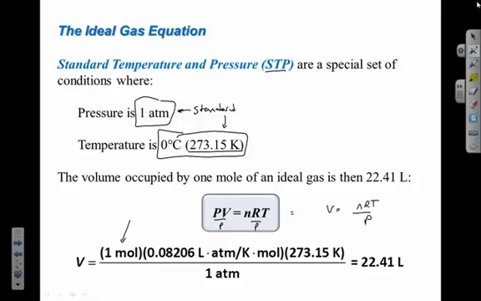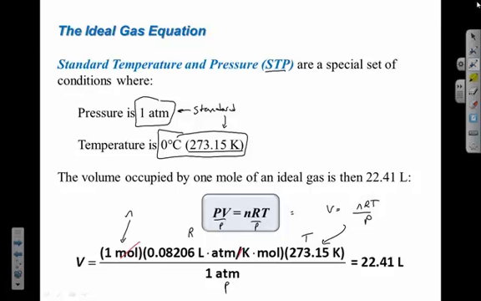And then we would just plug in the number of moles for N, plug in the value for R, plug in the temperature in Kelvin, plug in the pressure in atmospheres. When we solve for the volume, we'll end up with our answer in liters, because the moles are canceling. So I don't like the way the book does this.